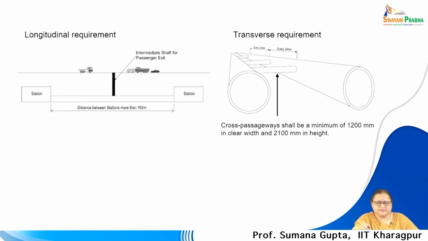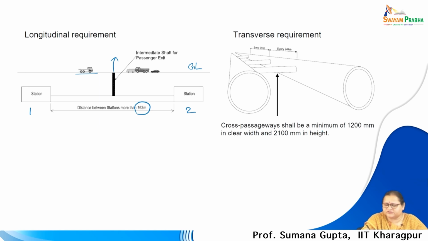Here you can see this is again another schematic picture. If there is station 1 and this is station 2 and the distance is more than 762 meters, we have to put another intermediate shaft for passenger exit. So, in case of a fire in the train tunnel, some point should be left for people to be taken out from. So, this is the ground level, as you can see the track is moving here and the stations are below. So, this is the transverse requirement.